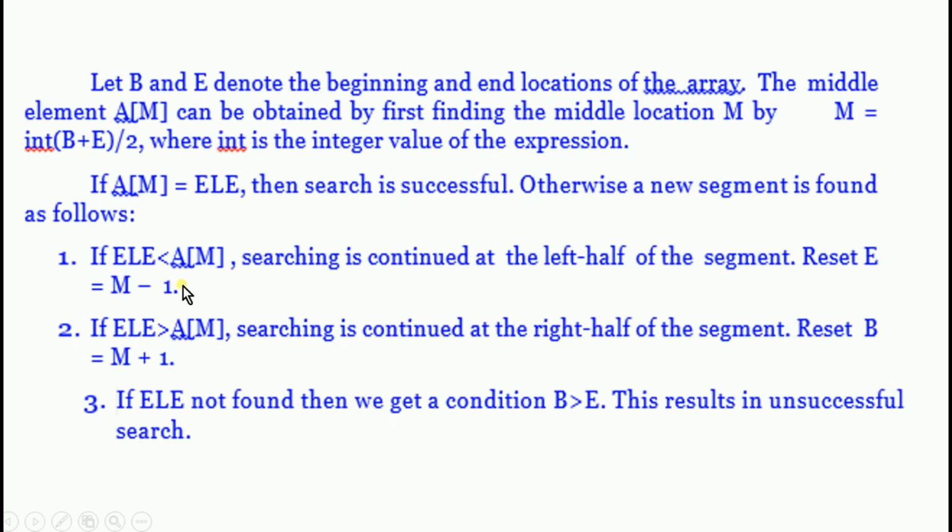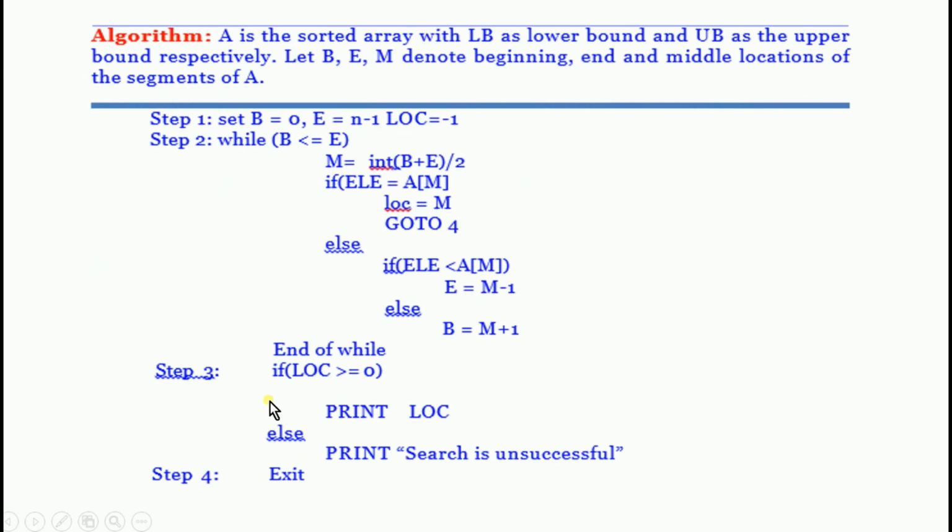If the element is less than A of M, searching is continued on the left half of the segment, by resetting E equal to M minus 1. If the element is greater than A of M, searching is continued at the right half of the segment, resetting B equal to M plus 1. If the element is not found, then we get the condition B greater than E, so the result is an unsuccessful search. This is the algorithm for the binary search.